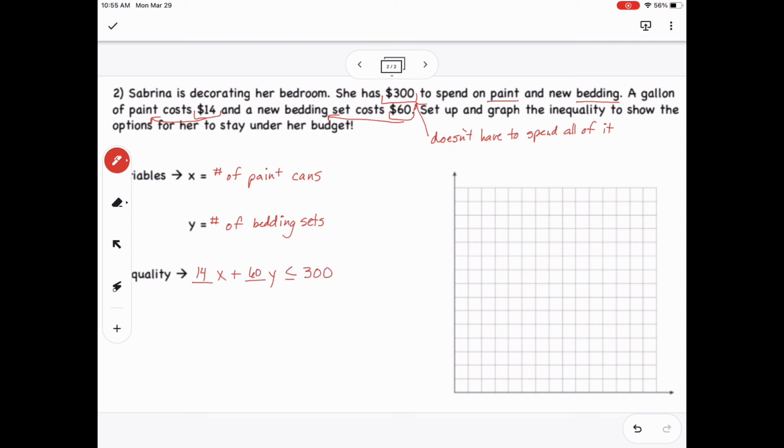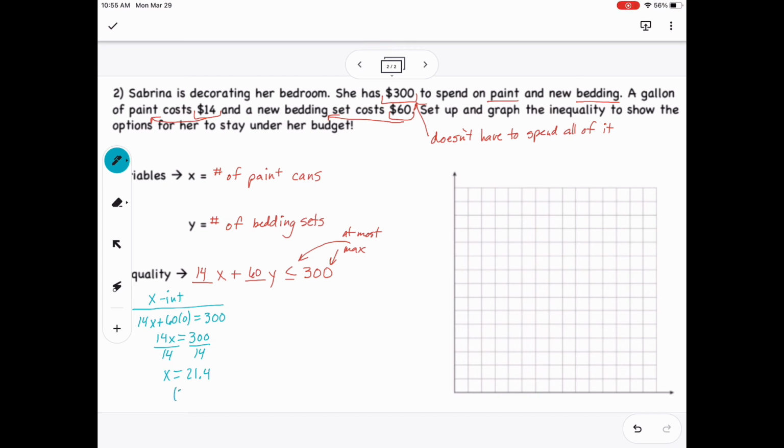14 would go with the x, 60 would go with the y. This would be another standard form equation. So because it's a max, we would say at most she can't go over 300, so 300 should stay the biggest number. But we can spend all that money and go right up to 300 if we want. Okay, so because it's a standard form, we'll use x and y intercepts again to help us graph. So plugging in 0 to find the x-intercept for y, that gets me 21.4 here.